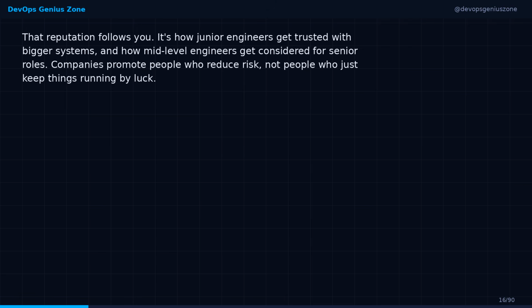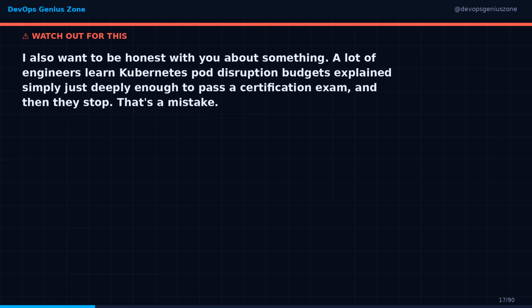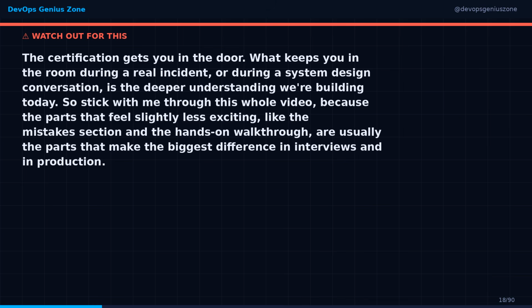I also want to be honest with you about something. A lot of engineers learn Kubernetes Pod Disruption Budgets explained simply just deeply enough to pass a certification exam, and then they stop. That's a mistake. The certification gets you in the door. What keeps you in the room during a real incident, or during a system design conversation, is the deeper understanding we're building today. So stick with me through this whole video, because the parts that feel slightly less exciting, like the mistakes section and the hands-on walkthrough, are usually the parts that make the biggest difference in interviews and in production. Here is the foundational concept you need to understand.